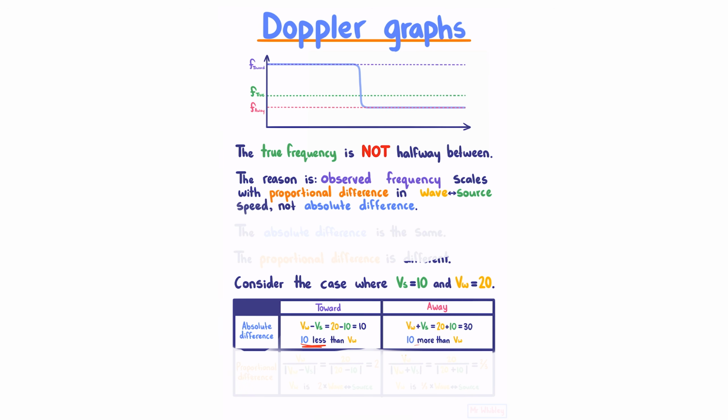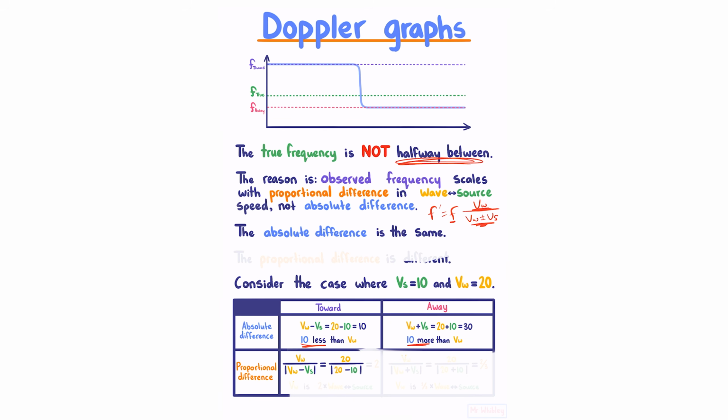This apparent symmetry is why you might intuitively expect the true frequency to be halfway in between, because the absolute difference is the same. However, as noted, the observed frequency scales with the proportional difference in wave source speed and not the absolute difference. So what do I mean by the proportional difference? Consider our Doppler effect equation here. What I mean is that our frequency doesn't just scale by the absolute difference, it scales by this difference proportional to Vw, which for the case of the source moving towards is equal to 2.